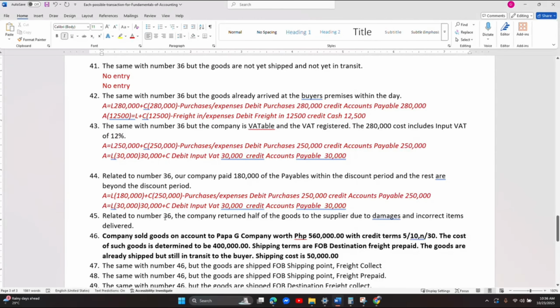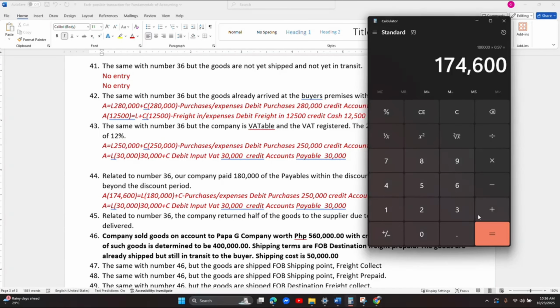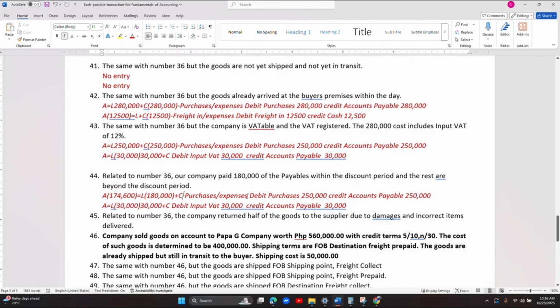We have 174,600. Okay, so is it balanced? No, of course not. The balancing figure is the purchases discount. The difference is 3%: 174,600 minus 180,000, you have 5,400. So we have to add here 5,400, and we put purchases discount.